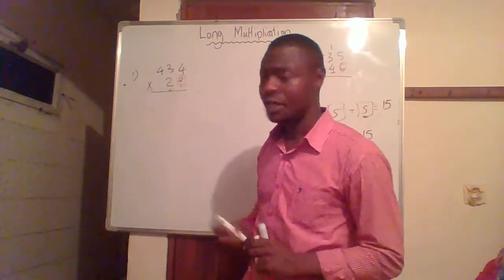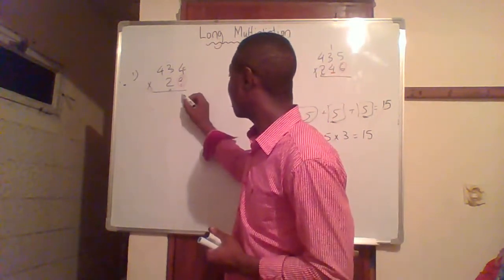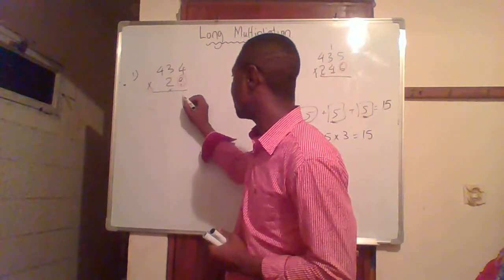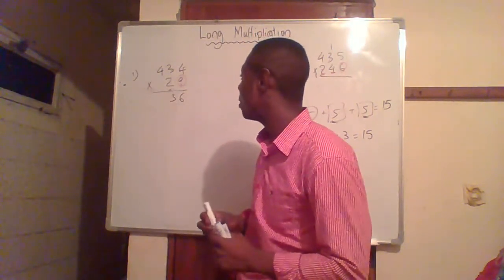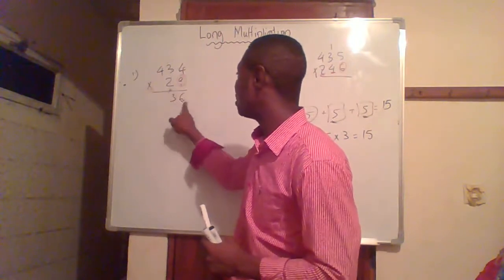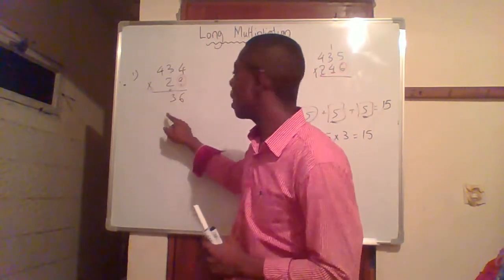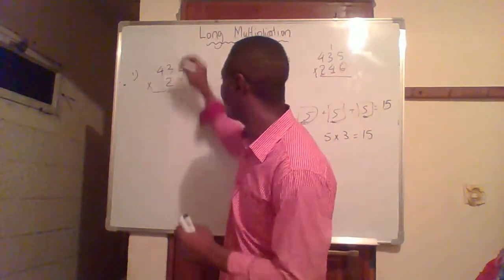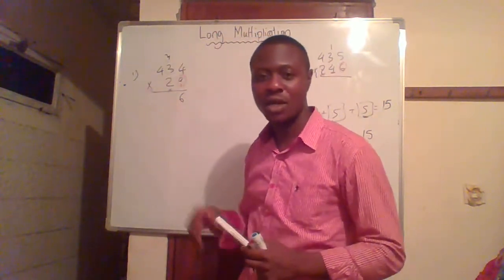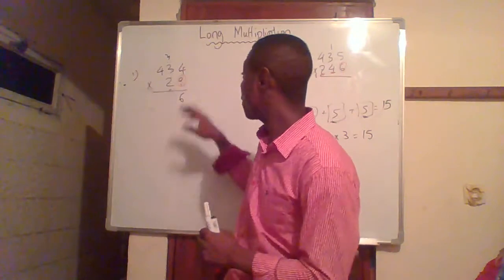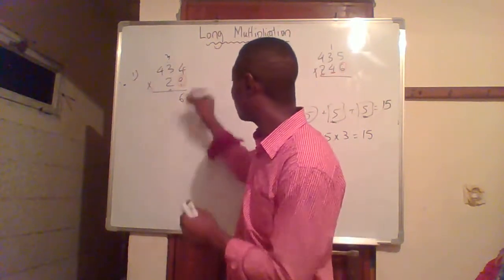Let's start with 4. 4 times 4 is equal to 16. So I'm going to write the 6 and carry the 1. Remember that I don't need to have 2 digits here. So I will carry the 1, which is 10. I carry it to the tens because it belongs in the tens. It all belongs to the tens. So I'm done multiplying 4 by 4.